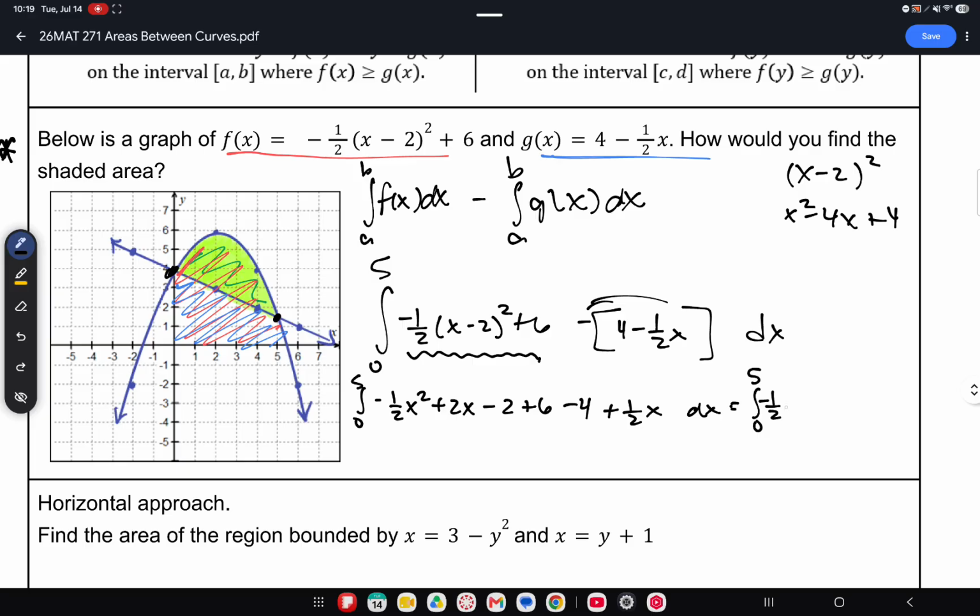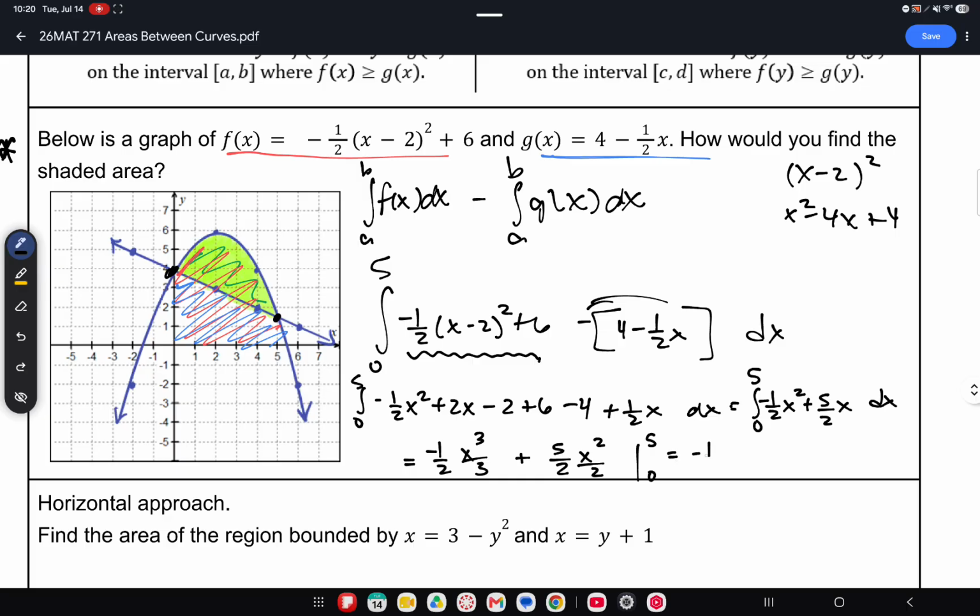So I have negative 1/2 x squared. Combine my x's. 2 and 1/2 make 5/2 x. And then negative 2 plus 6 is 4. 4 minus 4 is 0. And then I can evaluate that. So I'd have negative 1/2 and then x to the third over 3, and then 5/2 x squared over 2, and then I can evaluate that from 0 to 5.